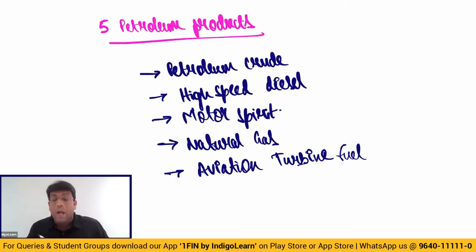The 5 petroleum products are petroleum crude, high-speed diesel, motor spirit, natural gas, aviation turbine fuel. These are the 5 petroleum products which have been temporarily kept outside GST. Getting clarity, everybody? So what are the 5 petroleum products? Petroleum crude, high-speed diesel, motor spirit, natural gas, aviation turbine fuel. These are the 5 petroleum products which have been temporarily kept outside the GST law.